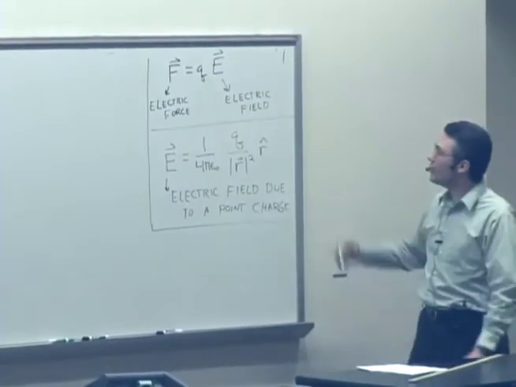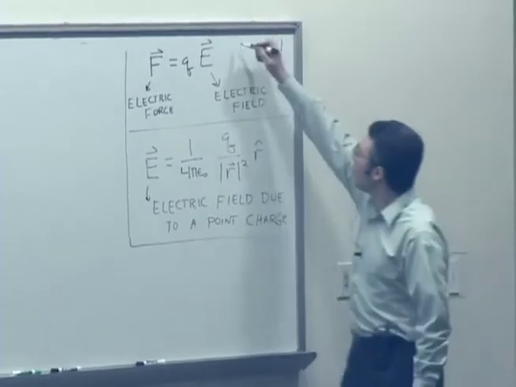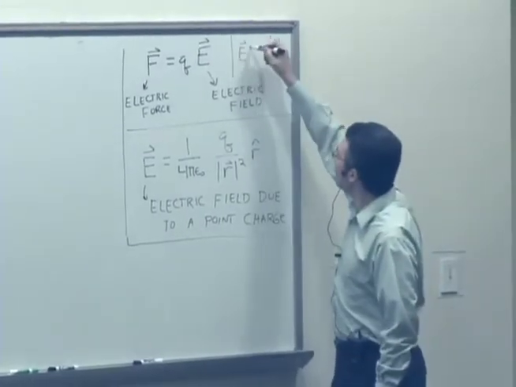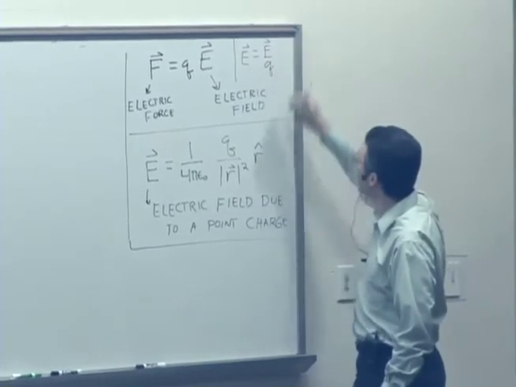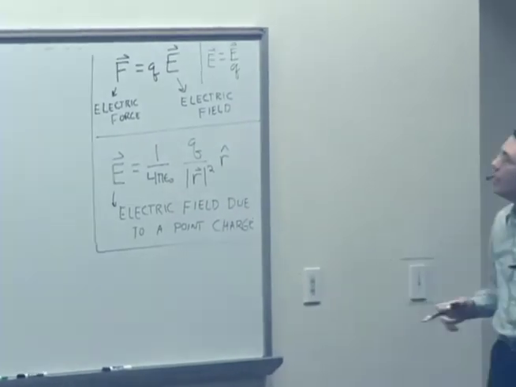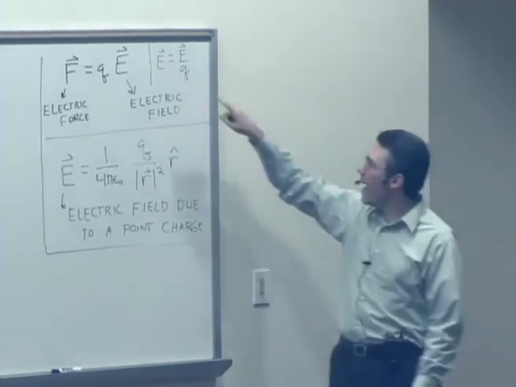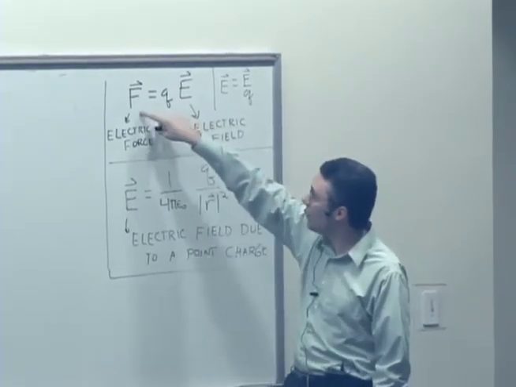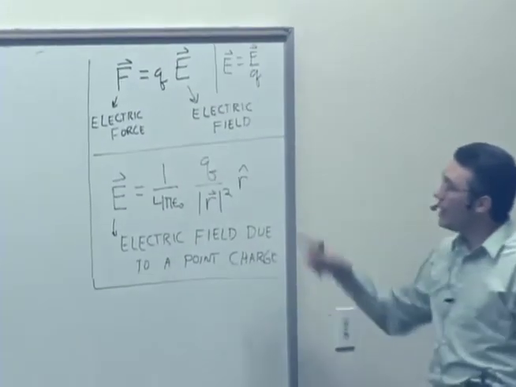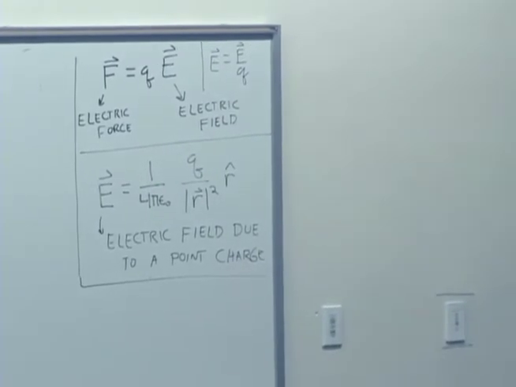Okay, so this is essentially the definition of electric field. If we wrote it this way, we could say E is equal to F over Q. It's the electric force per unit charge, in units of newtons per coulomb. And so if we can figure out how a charged particle is affected by an electric field, how the force acts on it.